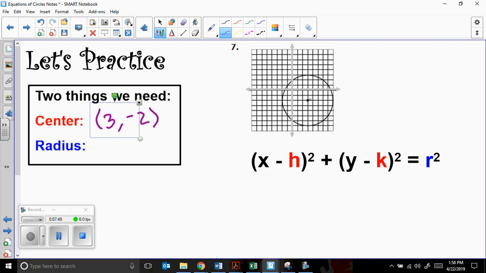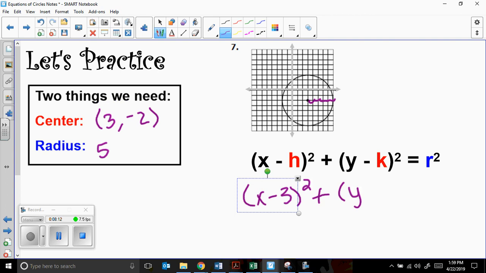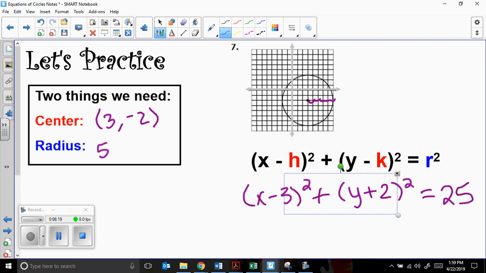And the radius, we start at the center and count till we get to an edge. So 1, 2, 3, 4, 5. And you can double check in any direction to see that that's also 1, 2, 3, 4, 5. All right, so now we have our center and radius, and we're just going to do what we've been doing. (x minus 3) squared plus (y plus 2) squared equals the radius, which is 5, squared, which is 25.